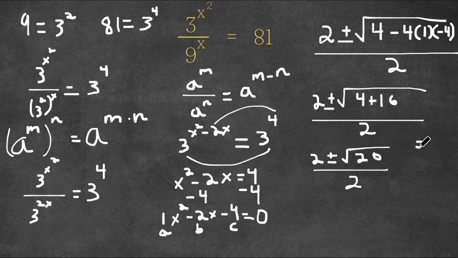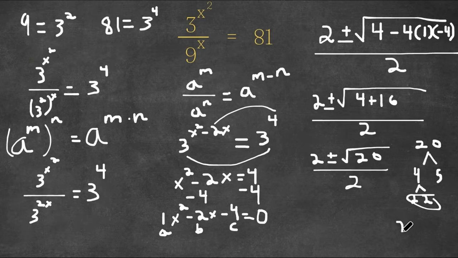Now 20 is 4 times 5, right? And 4 is 2 times 2. And what I'm going to do is prime factorization so that we can simplify this. So that means that the square root of 20 is equal to 2 root 5.